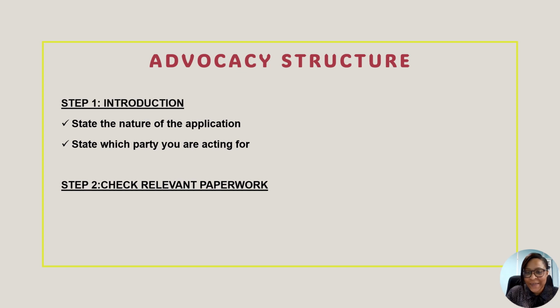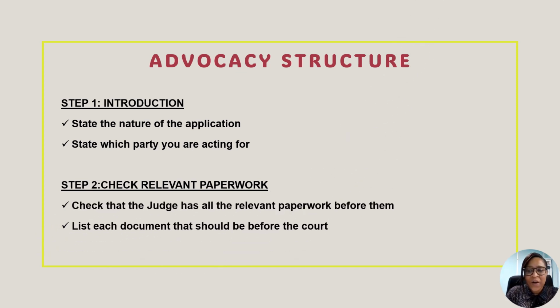Or you can also say to the court, if it pleases the court, I represent Tom James in the application for summary judgment. Step 2. Check the judge has all relevant paperwork before them, listing each document that should be before the court. For example, you can say to the judge, you should have before you the following documents, X, Y, Z. Okay?